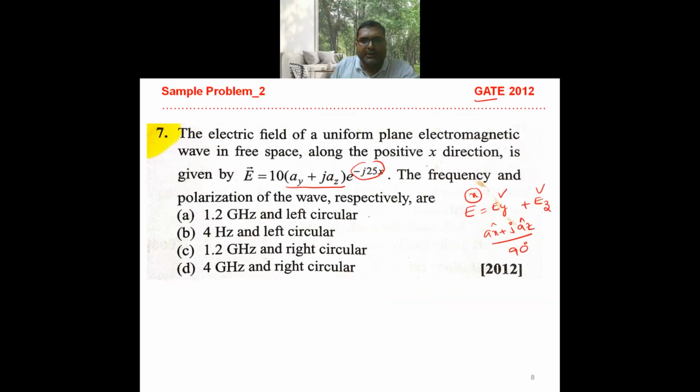It is left circular. For plus symbol, it is left circular polarization. For negative sign, it is right circular polarization. Here, the positive symbol indicates it is left circular polarization.